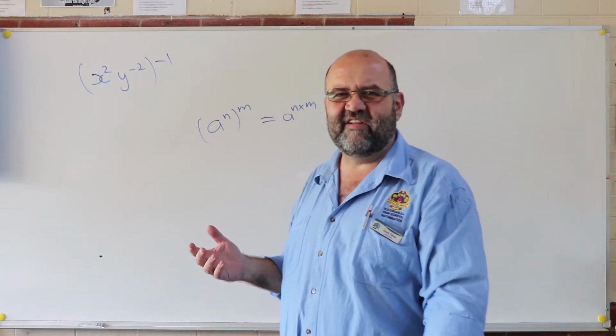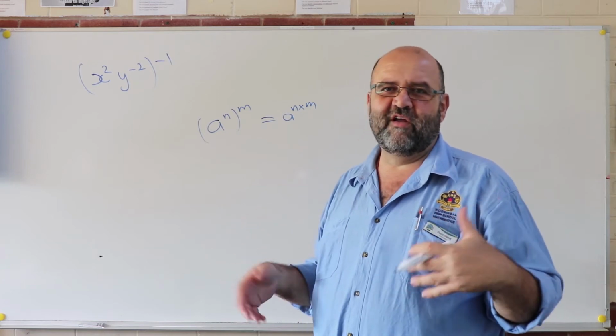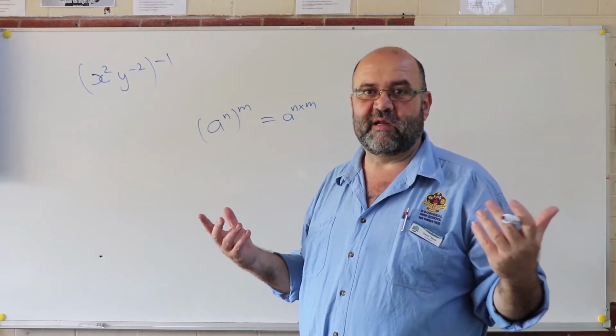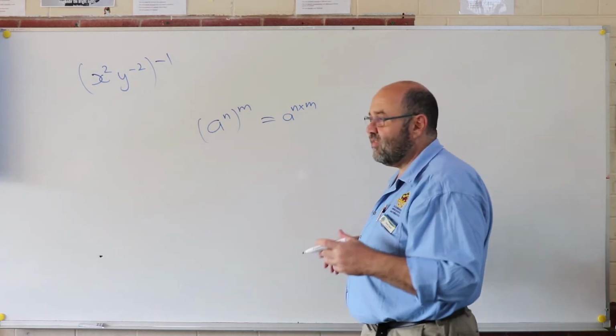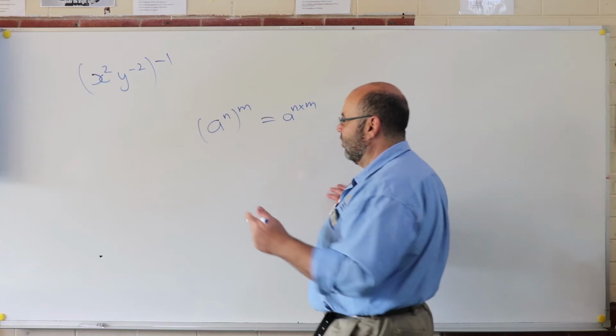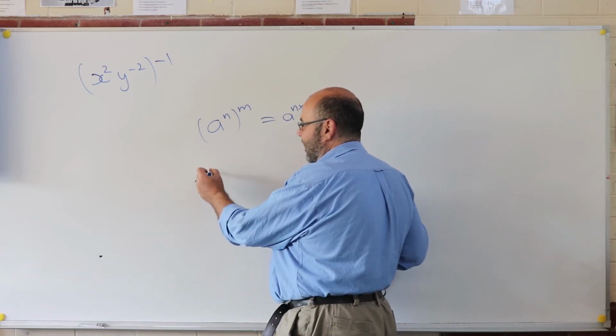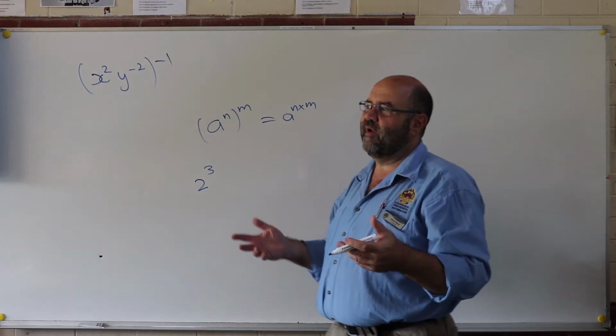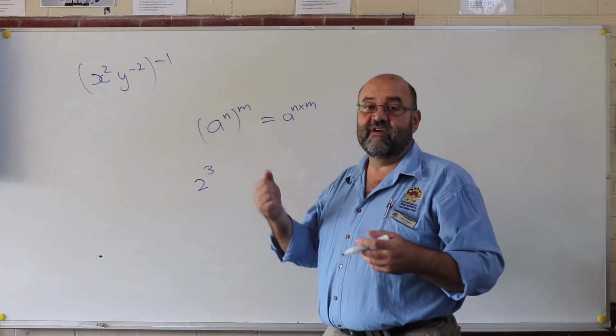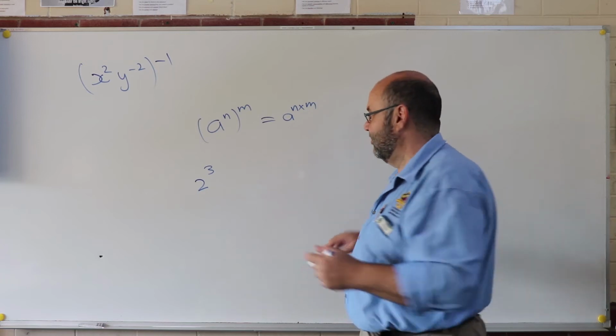You can actually see that. It's not just some law that some mathematician made up, and they could have made up some other law. It must be that. Let me show you why. If I asked you, what is 2 to the power of 3? What does that mean? Well, 2 to the power of 3 means 2 times 2 times 2. It's 2 multiplied by itself 3 times.